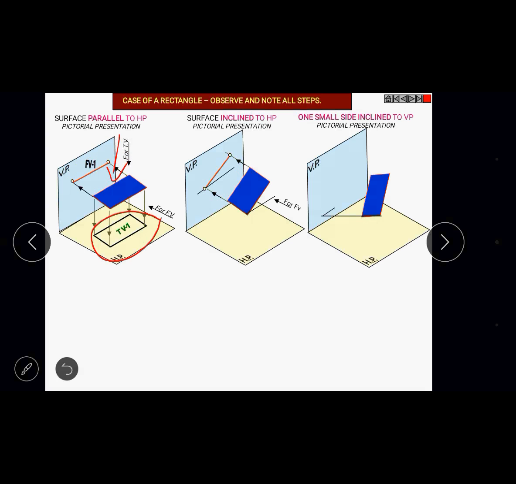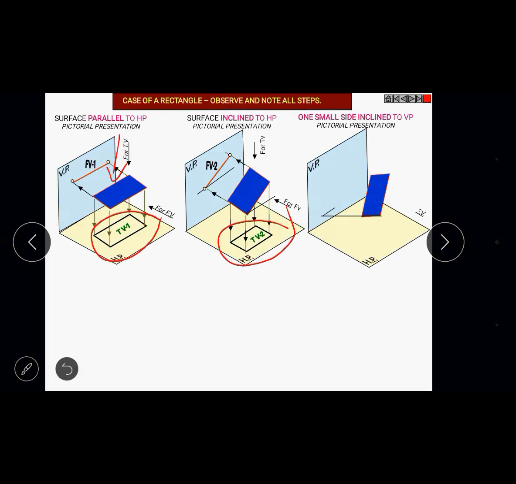And then let us look at the corresponding top view. If you look from the top, you can see that the top view of the lamina, though it is a rectangle, will not be in true shape. It will not be true dimension. The dimension will be reduced, it will be lesser. So it is called an irregular shaped lamina. So the top view will be an irregular shaped lamina.